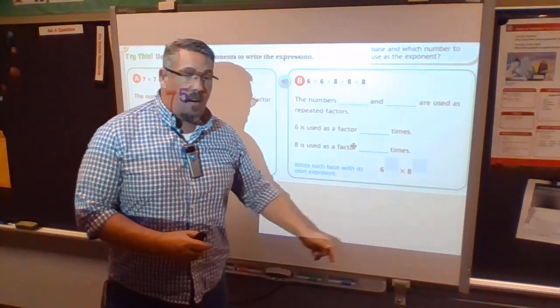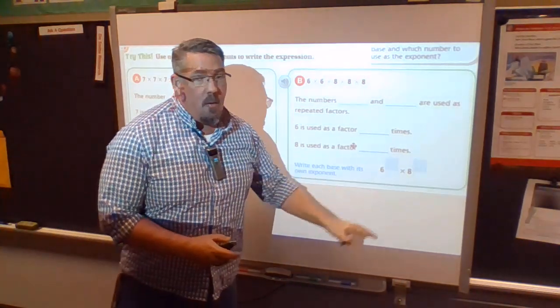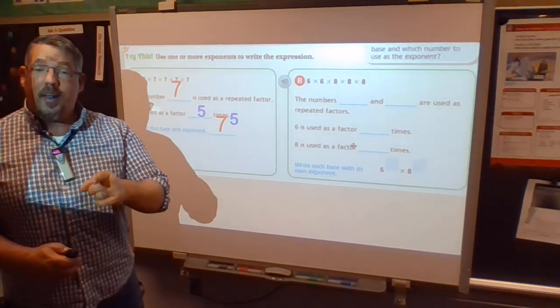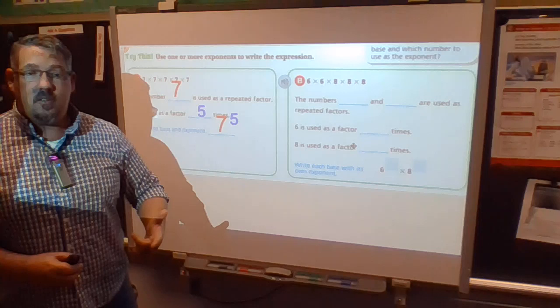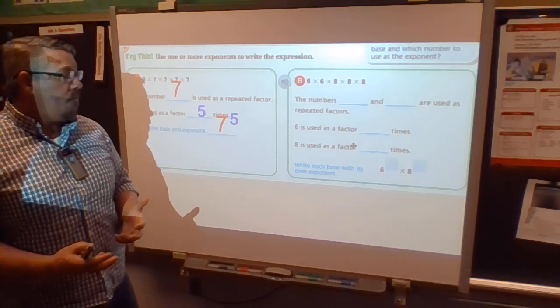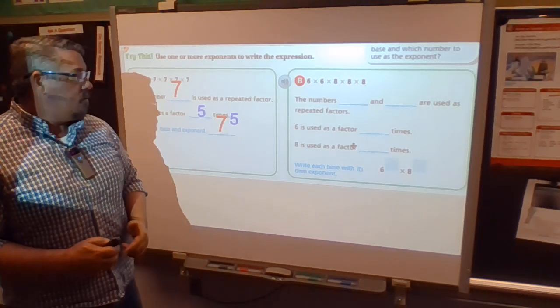When they go to write the final answer down here, notice they have that multiplication sign there for you. That's important. You can't have a comma, you can't change it to addition or any other type of math function. It has to say multiplication.